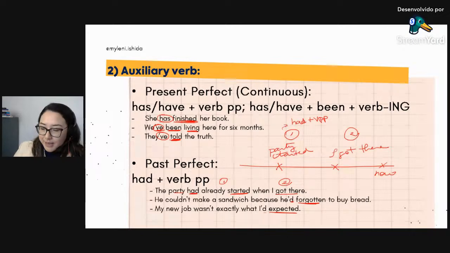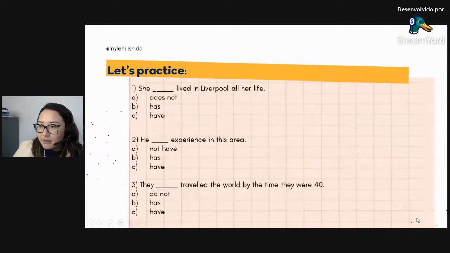Okay, let's practice. Now we're going to do many exercises. Let's see. Number 1. She lived in Liverpool all her life.